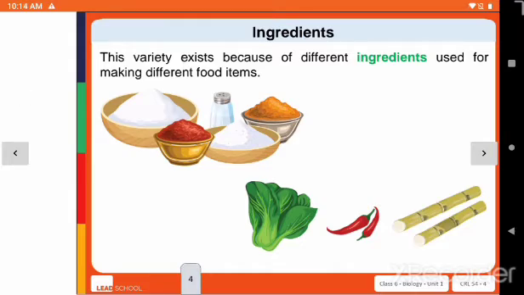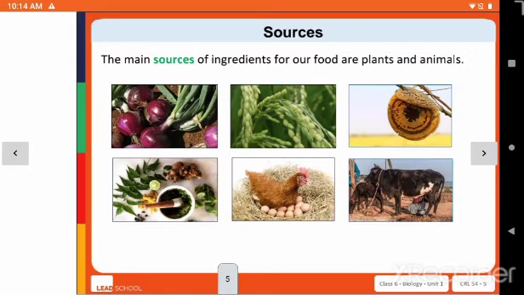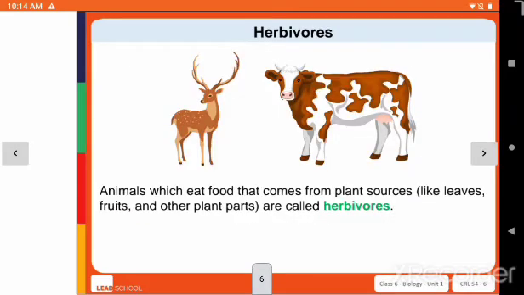So all the different ingredients come from either plant or animal sources. Some like water and salt come from natural sources. The main sources of ingredients for our food are plants and animals. Next is herbivores, animals which eat food that come from plant sources like leaves, fruits and other plant parts are called herbivores.